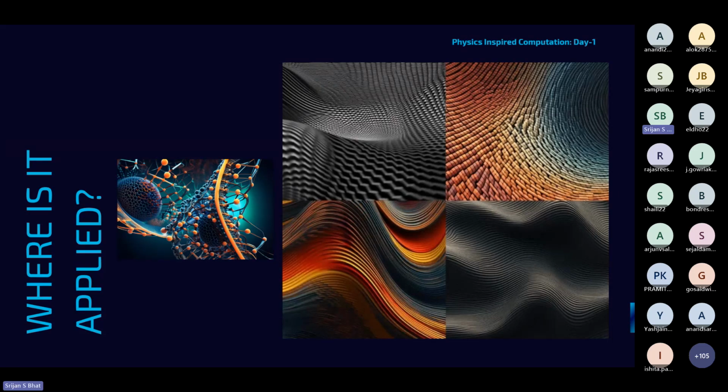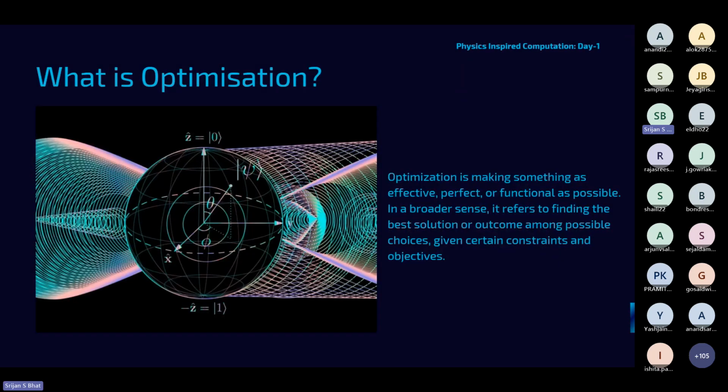Before jumping into all those algorithms, I would just like to go a little bit into what is optimization. Optimization, as the name suggests, is finding the optimum of something. It might be the maximum, it might be the minimum, but it is to find the optimum case.